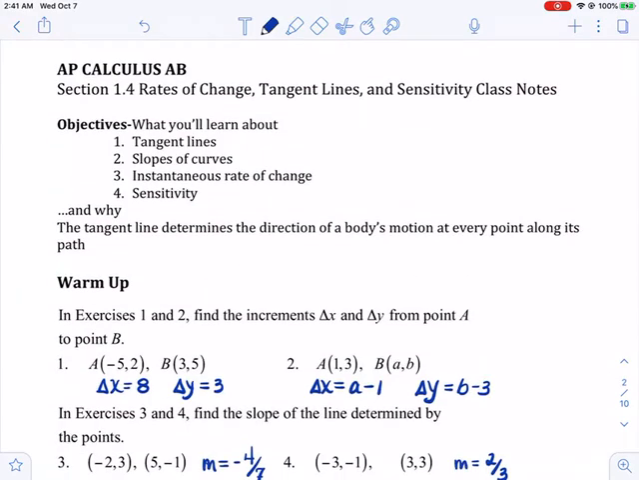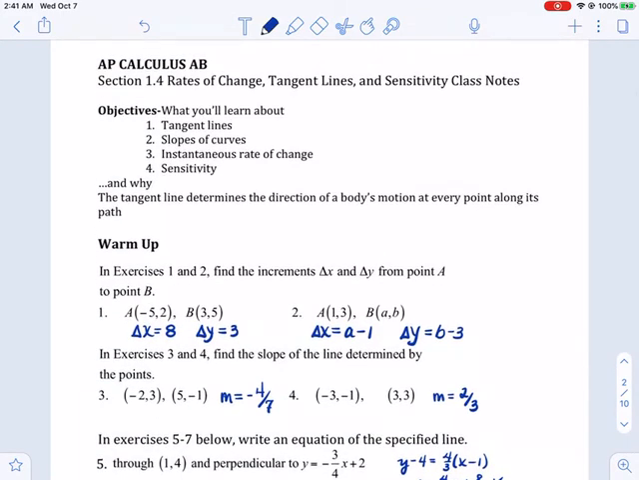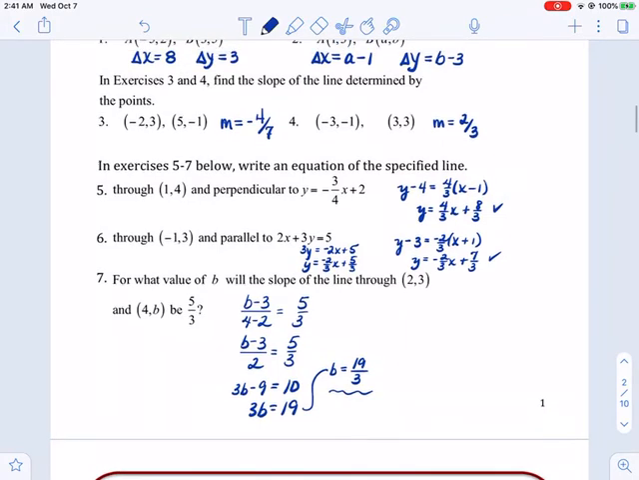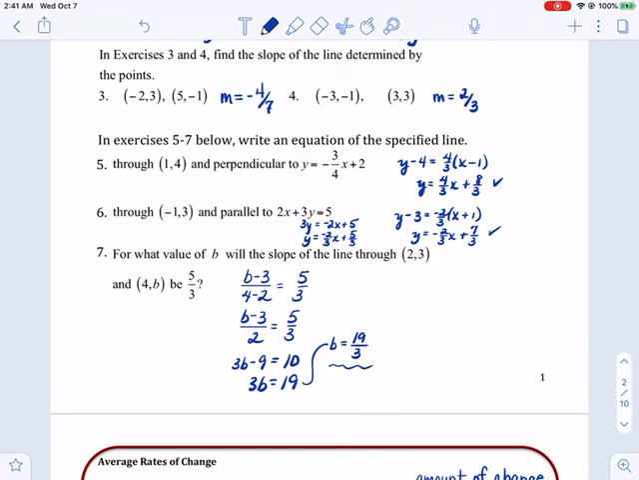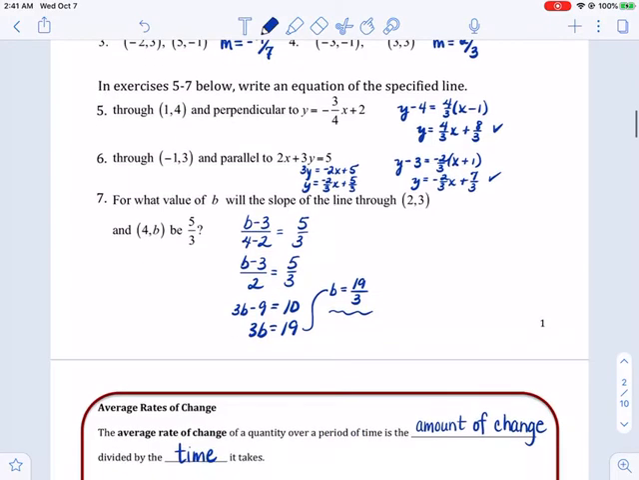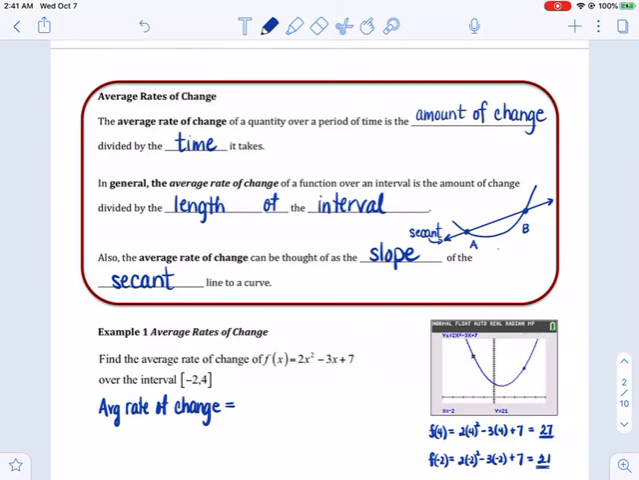All right, now that you had an opportunity to get that done, checking your answers, we've got just some simple exercises to find delta x and delta y in the first two. We have finding the slope, and then writing lines that are perpendicular or parallel. So we have those two checked off. Number 5 is 4/3 x plus 8/3. Number 6 is a line parallel would be negative 2/3 x plus 7/3. And then just setting up the slope, solving for b when you know the slope is 5/3, to get b is equal to 19/3.